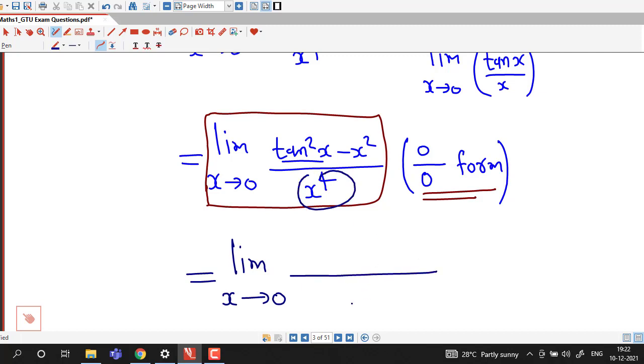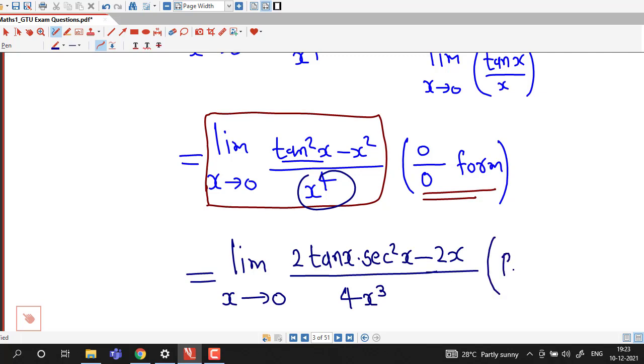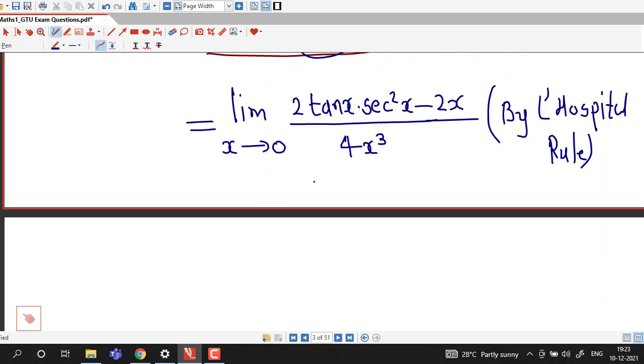Derivative of x raised to 4 is 4x cube. Derivative of tan square x is 2 tan x into sec square x, minus derivative of x square is 2x. So here we applied L'Hospital rule. So in the bracket we mention whatever we are applying. Now we can simplify this.